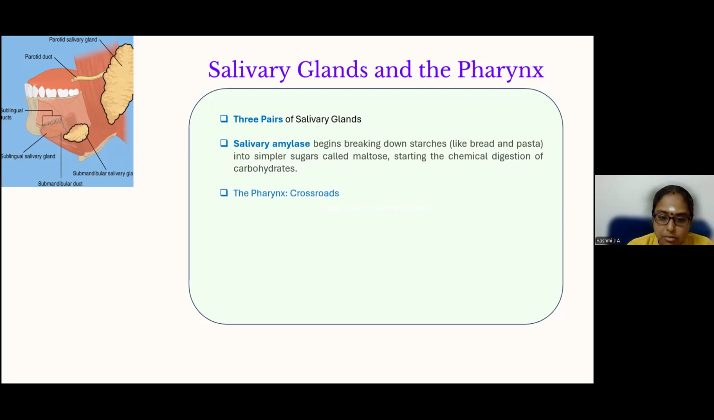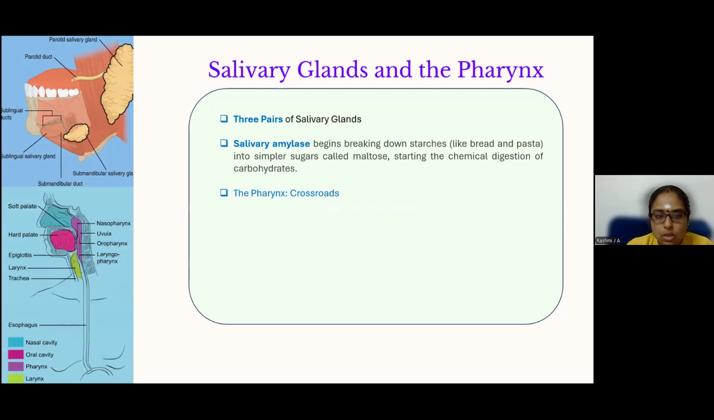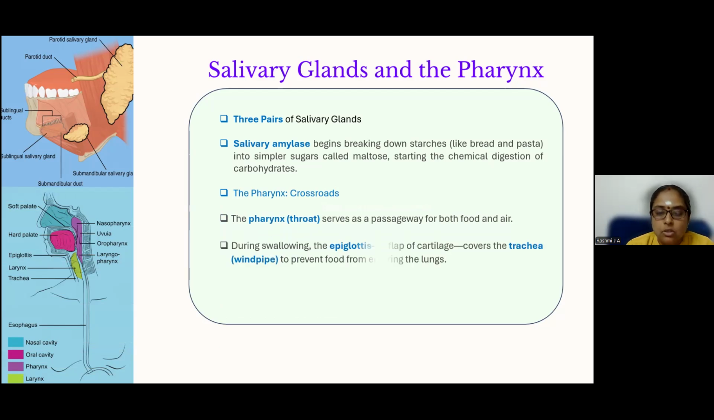Then you have the pharynx, that is the throat. Here also we have three types of pharynx, but this is the passageway for both food and air. So from the nostrils and the mouth, you have the same pharynx which is going to take the air and also the food inside.